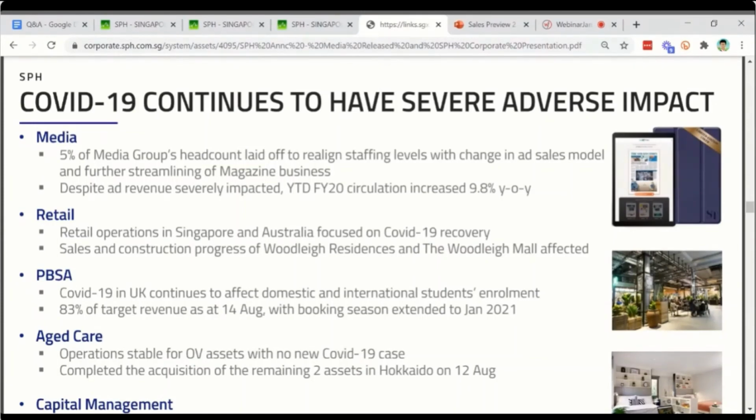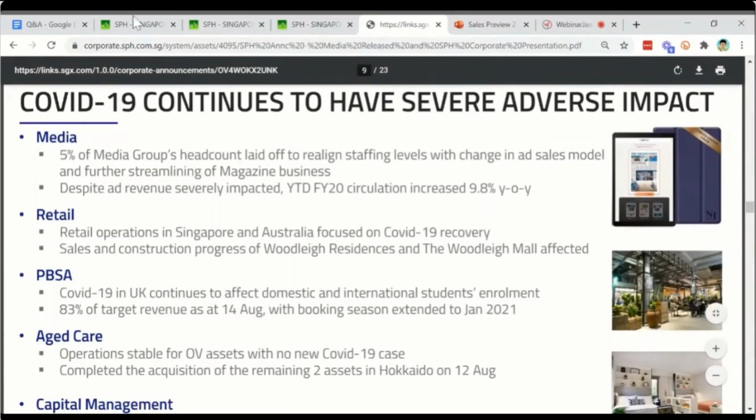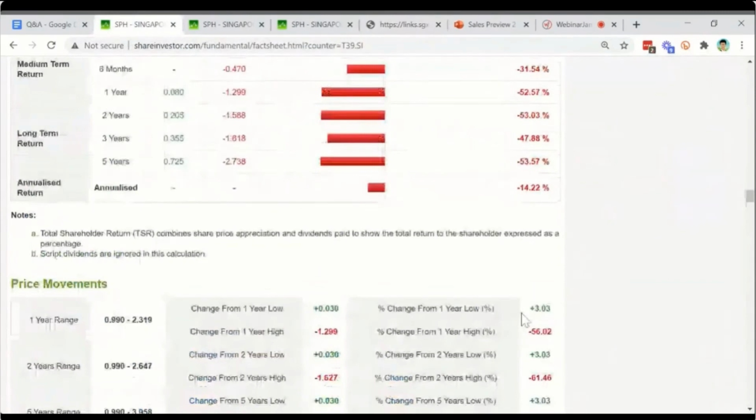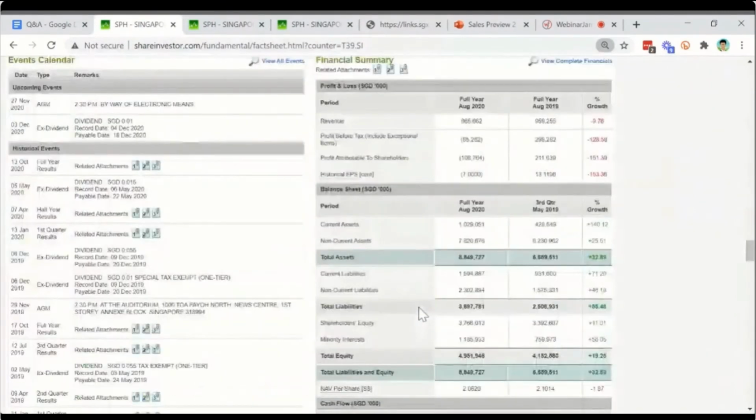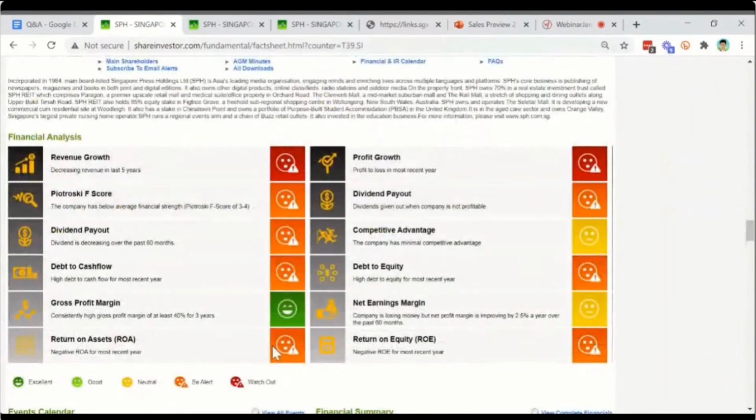But now let's jump into the numbers. So the numbers will speak volumes as well. And for SPH itself, when I look at their financial analysis, okay, they have also a lot of orange and red color smileys over here. So things like decreased revenue in past 5 years, very high debt to cash flow, negative ROA.